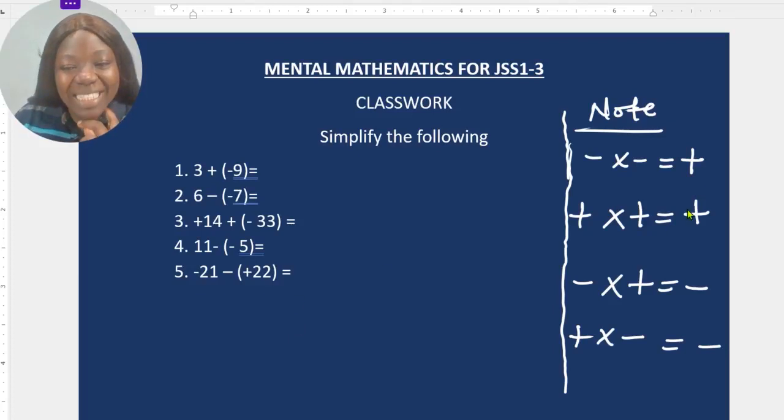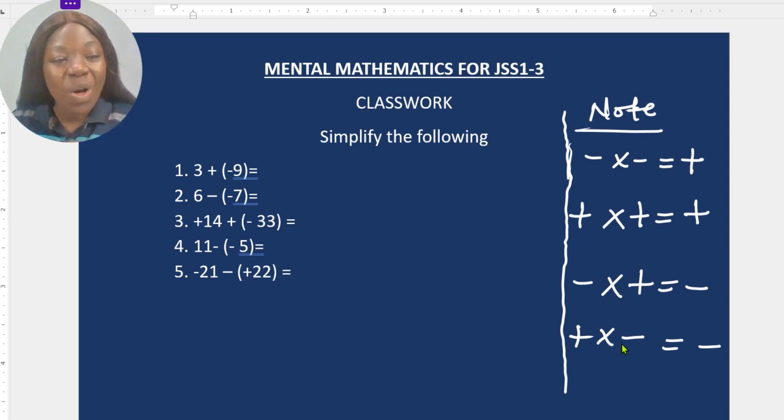So, like I said, minus times minus is equal to plus. Plus times plus is equal to plus. Minus times plus is equal to minus. And plus times minus is equal to minus. Make sure you take note.